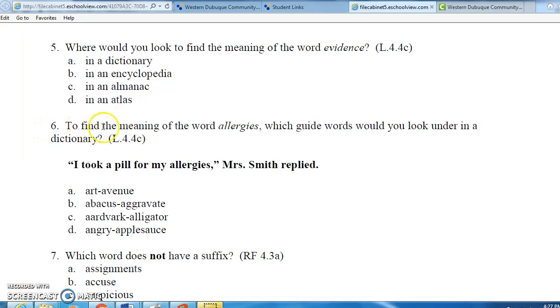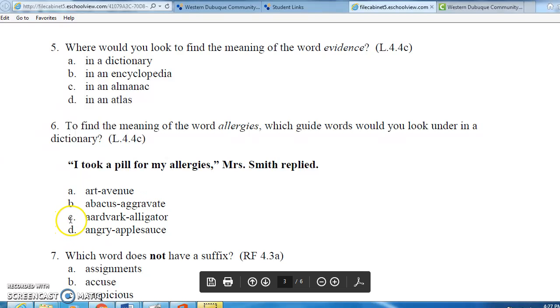Number 6, to find the meaning of the word allergies, which guide words would you look under in a dictionary? So here's a sentence using the word allergies. I took a pill for my allergies, Mrs. Smith replied. Would you look under A, art and avenue, B, abacus and aggravate, C, aardvark through alligator, or D, angry through applesauce? Pause the video so you can take some time to think about your answer.